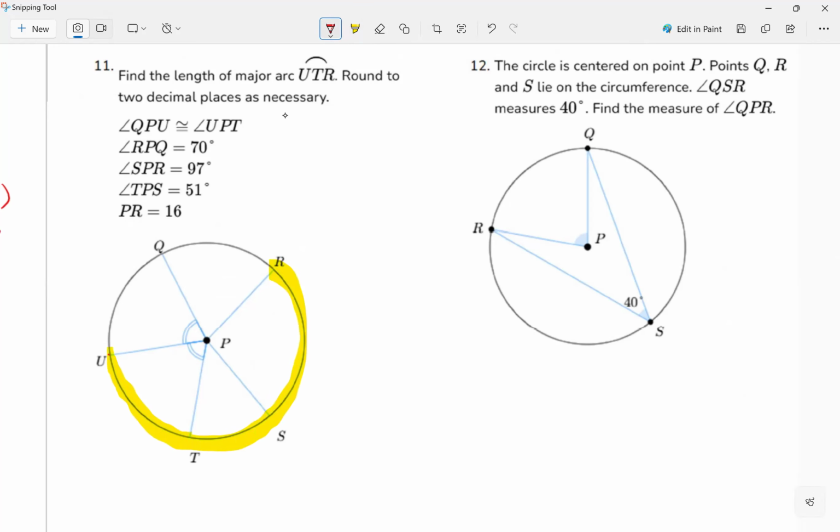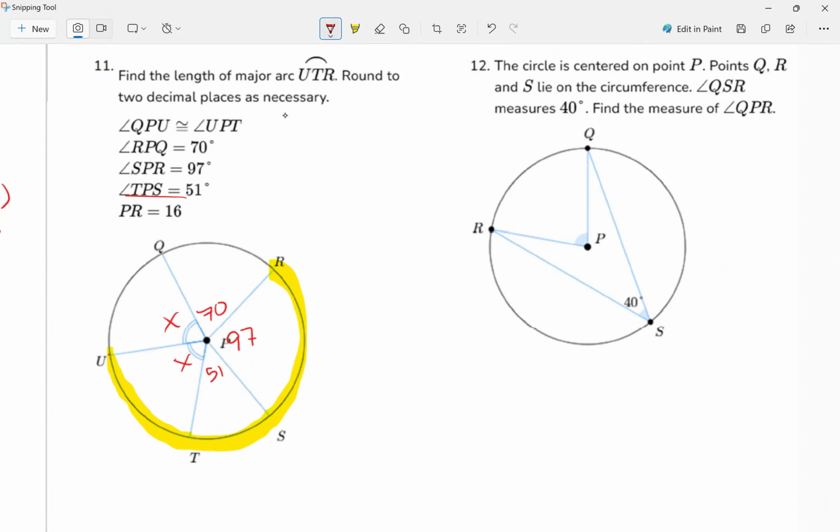Okay. The angle QPU is congruent to angle UPT. So QPU is this angle, and UPT is this one. So I'm going to call it X each of them. The angle RPQ is 70 degrees. That's this one right here. The angle SPR is 97. And then the angle TPS is 51.